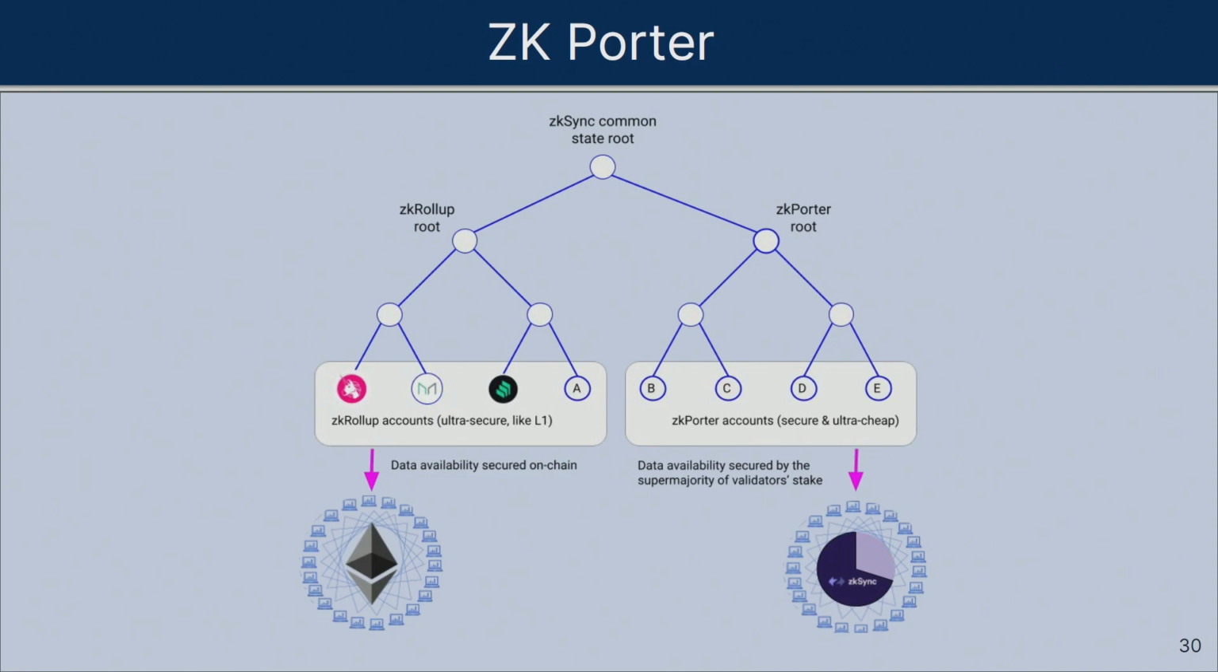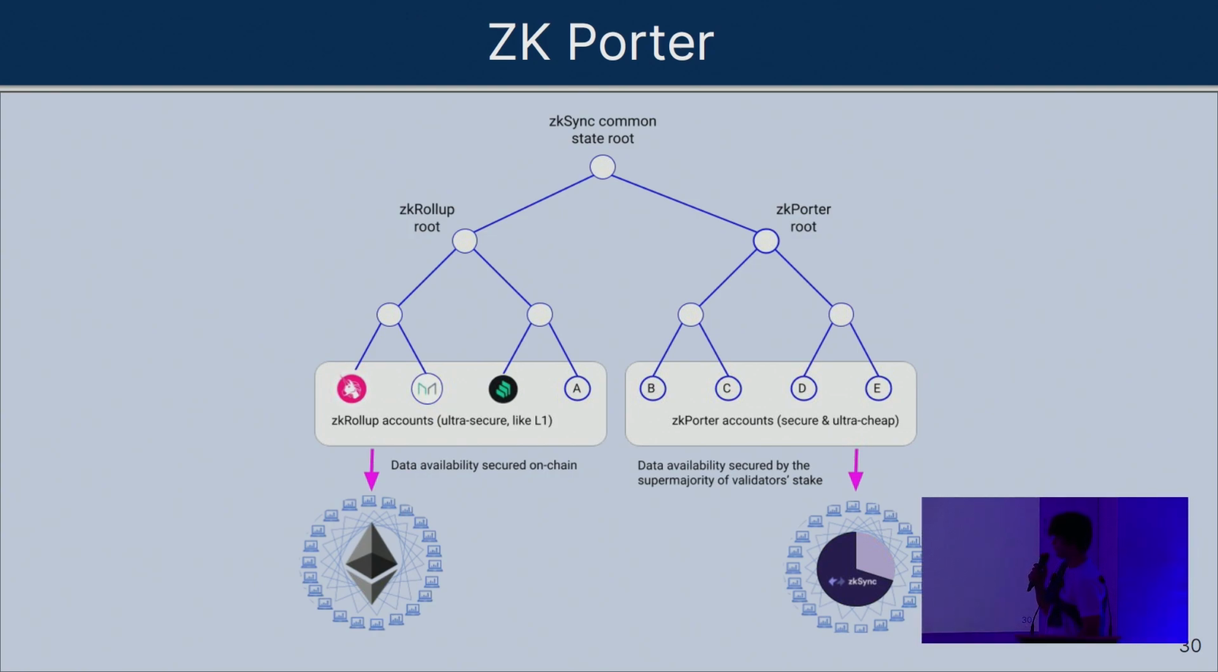And transactions between the two shards are atomic and synchronous, as they will happen inside a single virtual machine. So you will be able to use your porter account to make an atomic and synchronous transaction with, for example, a DEX on the rollup shard.